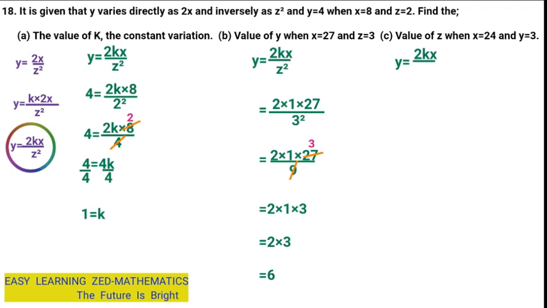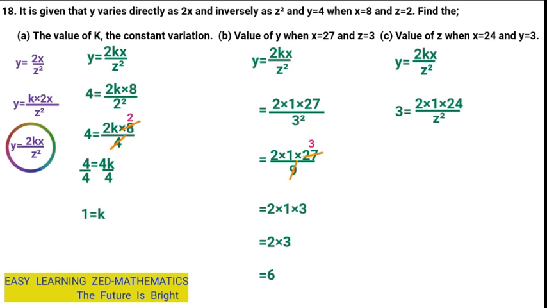Then we're given that the value of y is 3, so I'm going to write 3 is equal to 2 multiplied by 1 multiplied by the value of x. X is given as 24. Remember, the values of these letters, we're getting them from question C. So we're going to say times 24, which will be divided by... are we given the value of z in question C? No, so it will be z squared.